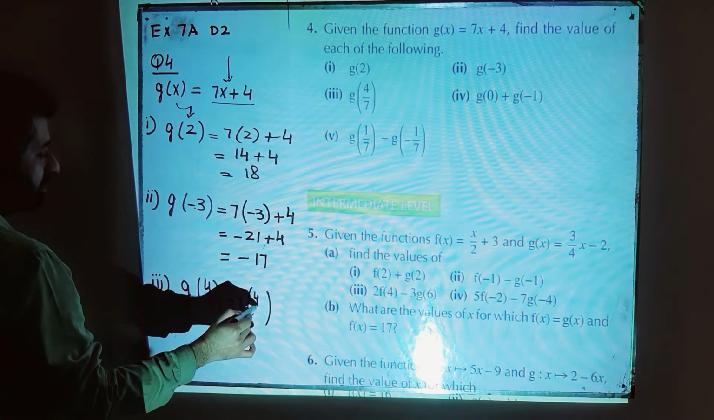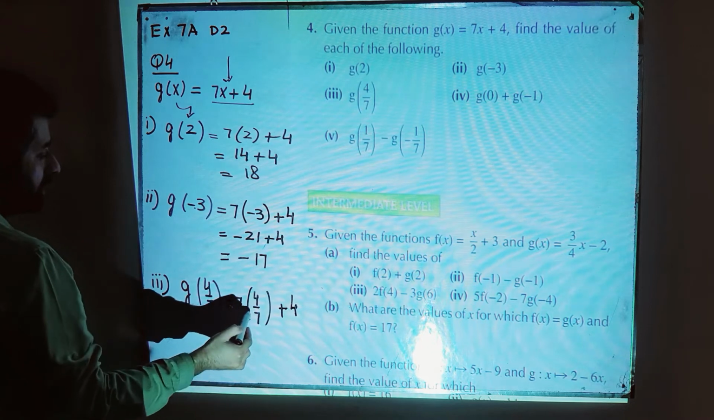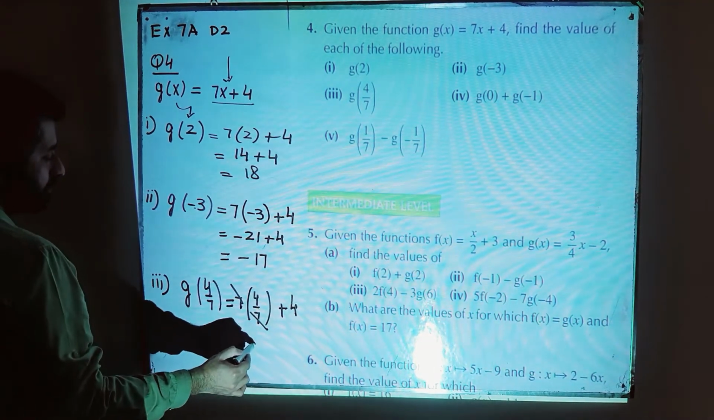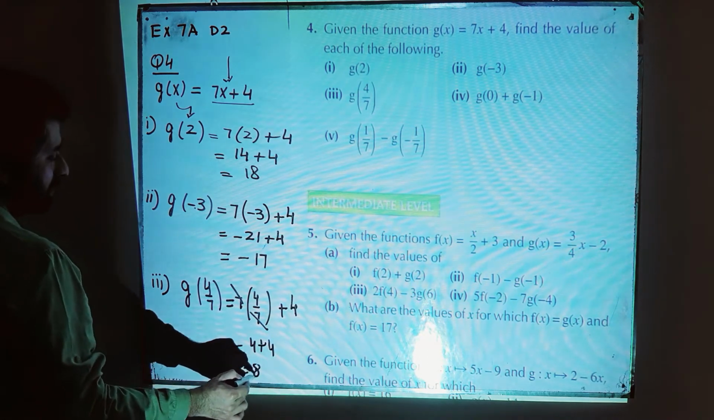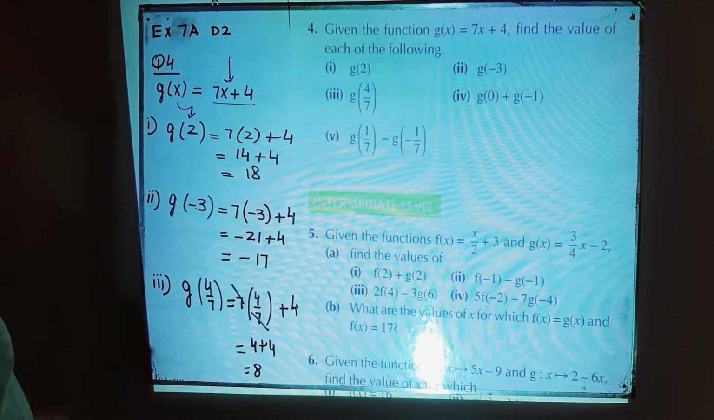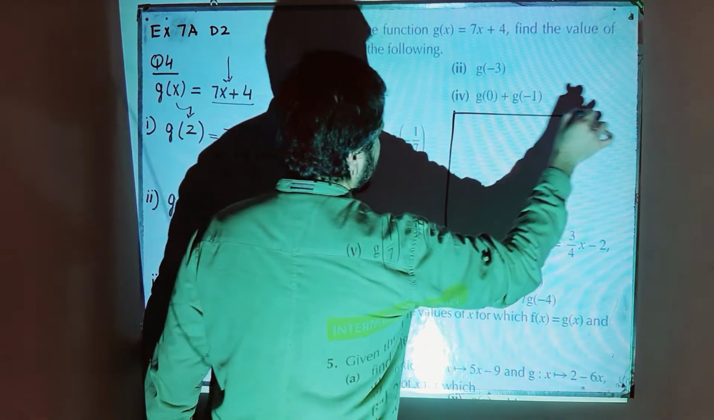7x is to be replaced by 4 by 7 plus 4. 7 goes by 7. 4 plus 4 will give us 8. This is the answer. The next part, let me try to solve it over here.